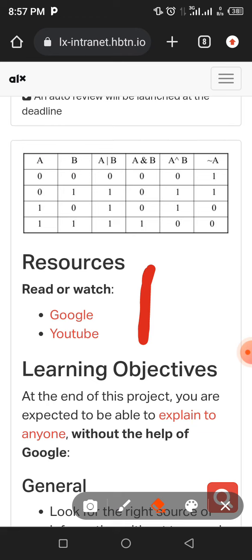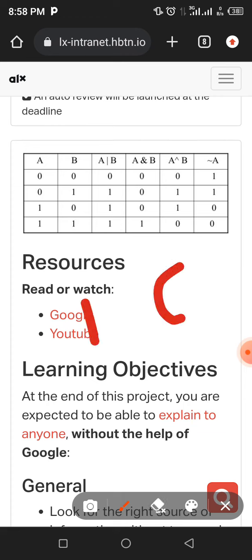For instance, let me put two names like Taye and Kehinde. If Taye has the pen, then they can both enter. But if Taye and Kehinde, none of them has the pen, that means none of them can enter. So it's either Taye has a pen or Kehinde has the pen, and we'll consider it as true. Let's assume that 1 simply stands for true, and 0 stands for false. So this is true and this is false.